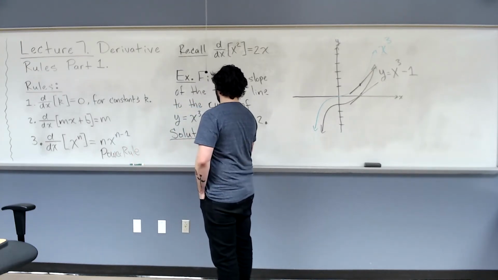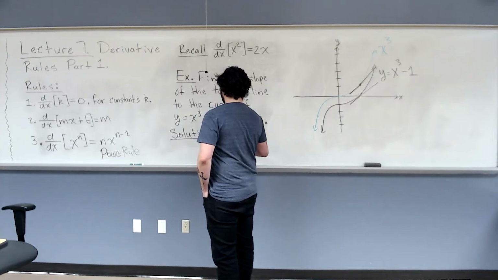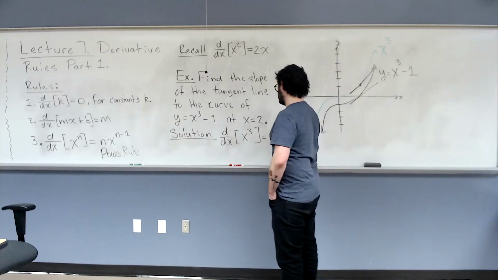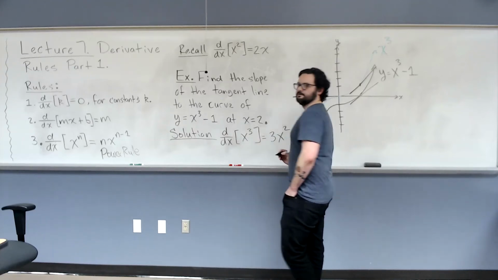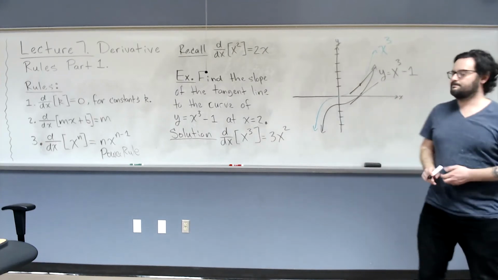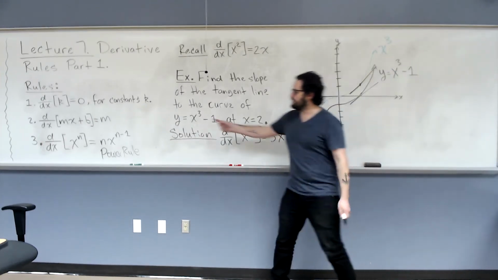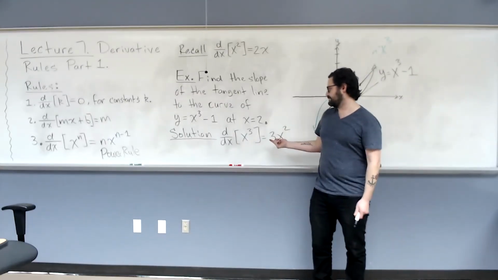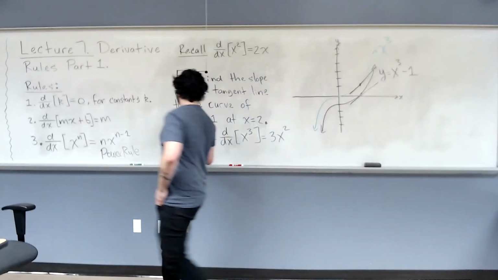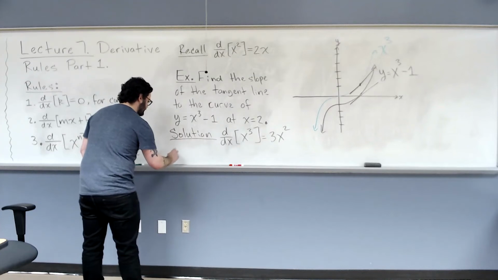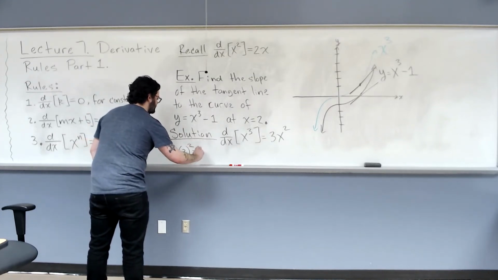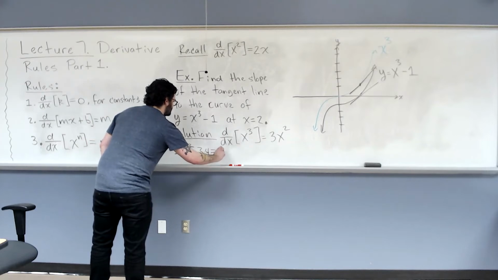So d/dx of x cubed is equal to, by the power rule, 3 times x squared, right? This will give us the derivative of that function at any point. And this will have the same slope at a value of x that this one will, right? So then we can say 3 times 2 squared is equal to 3 times 4, which is equal to 12.